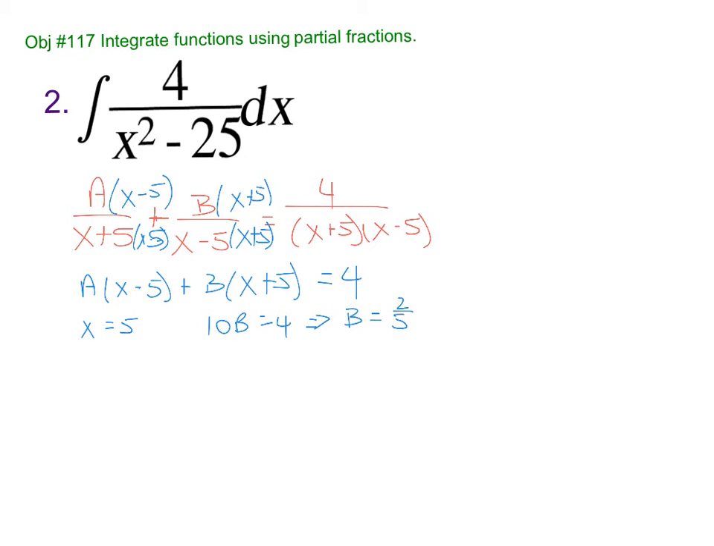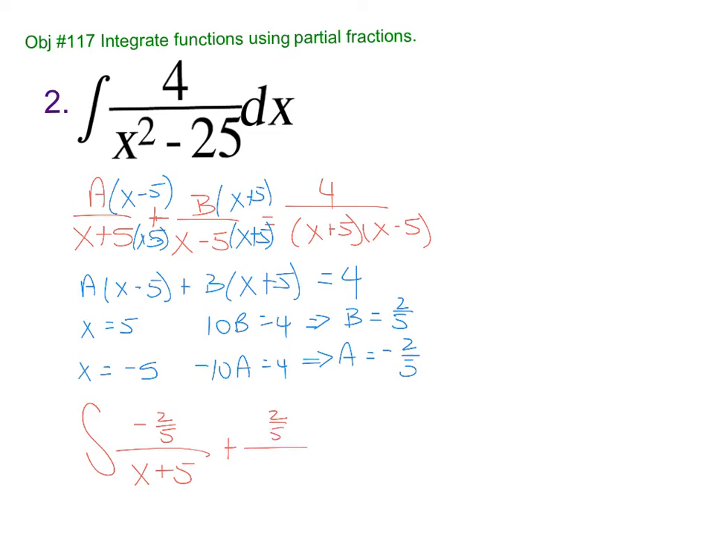And you will notice a lot of these are fractions. Then I'm going to let x equal negative 5. This means the b cancels out. Negative 10a equals 4, which means a is negative 2/5. So I'm going to rewrite this as a goes first, so negative 2/5 over x plus 5. Really pay attention to what goes with what. It's really easy to switch those up.